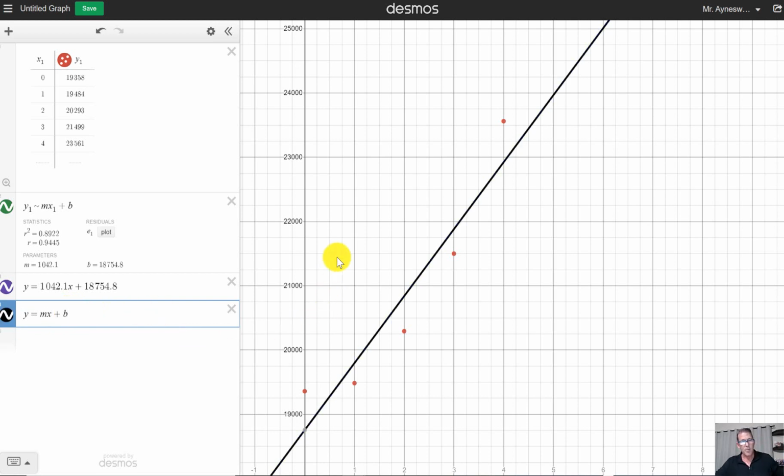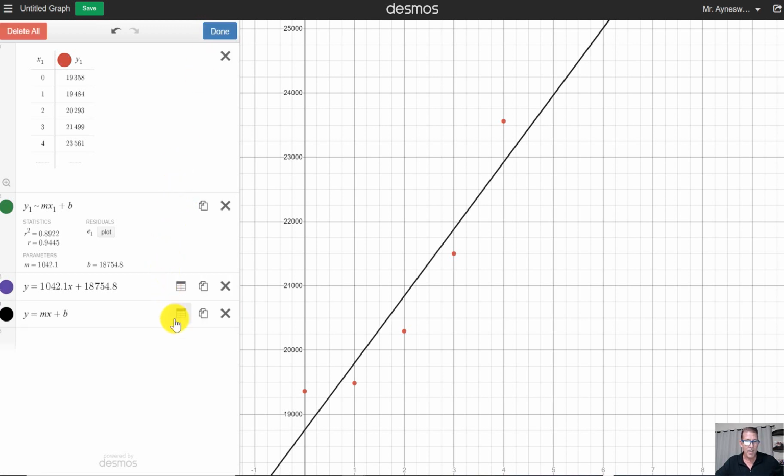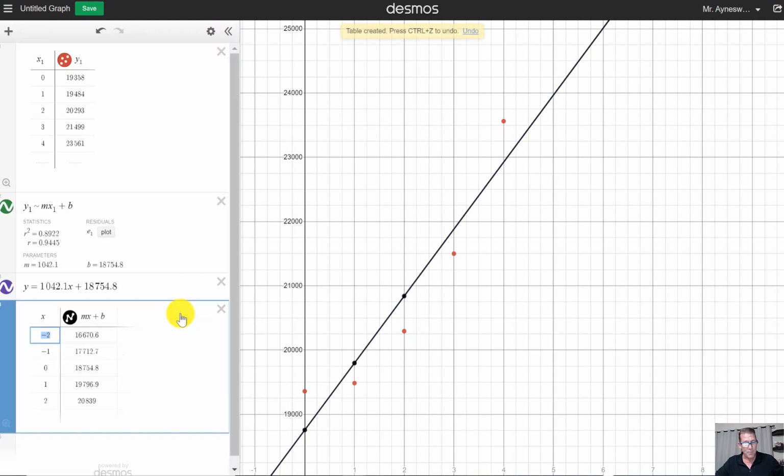Okay, and then you're going to go up to the gear or the cog up here in the top where it says edit list. You're going to click on that, go back down to your function, and you're going to see a table icon, and hover above it, and you're going to see convert to a table. We'll click on that, and Desmos automatically defaults starting at -2, but you want to change that.